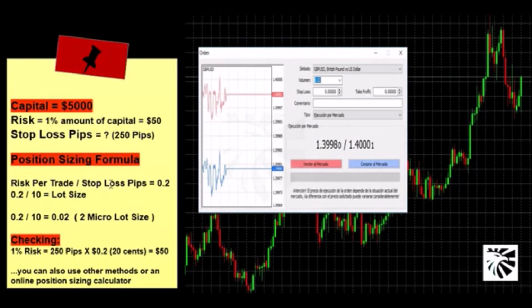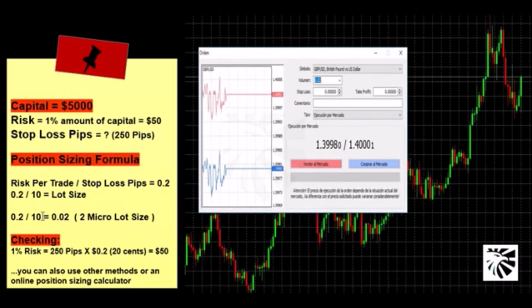Now, position size and formula. This is the formula here. When we apply this formula to this $5,000 account, you will see that risk per trade divided by stop loss pips is equal to 0.2. And when we divide the 0.2 by 10, it's going to give us our lot size. If we have that lot size divided by 10, we're going to have our original lot size.